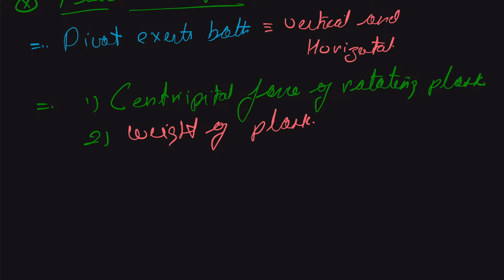So we can just draw an approximate figure for that. We have a plank, and there will be two forces. One will be in the vertical direction, FV, and another one will be in the horizontal direction, FH. These will be the two forces acting on it.